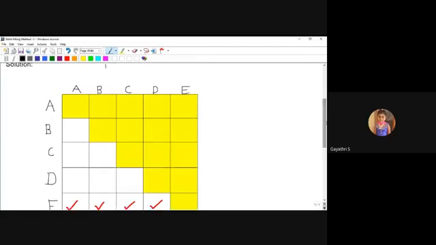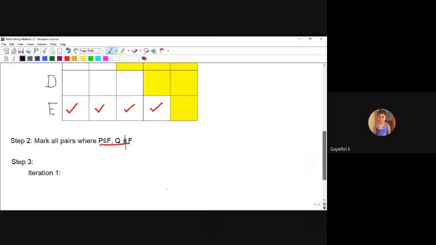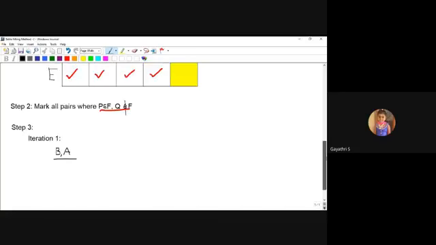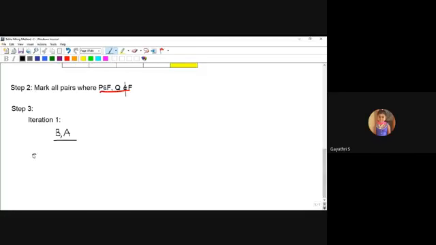What is the unmarked pair here? B comma A, which is the unmarked pair. Okay, so this is your unmarked pair. I'm checking the transition. So here the input symbols are 0 and 1 only. Okay, so what is your alphabet? 0 comma 1. So del of B comma 0.